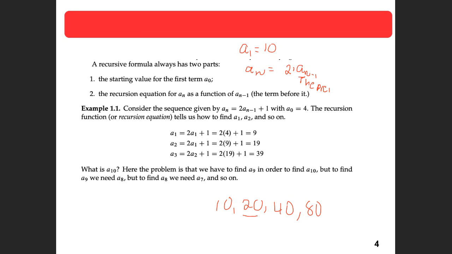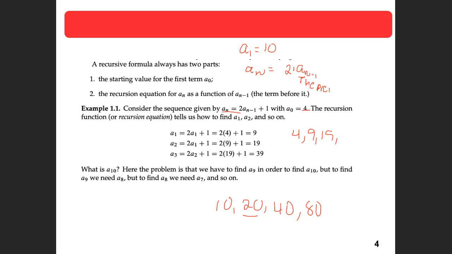So here they have a recursive formula. It says a sub n is equal to 2 times the previous term plus 1. Well, the first term is 4. So if the first term is 4, 2 times 4 is 8 plus 1 is 9. So that would give me my next term. And then 2 times 9 is 18 plus 1 is 19. That would be my next term. And that's how I keep getting the next terms.